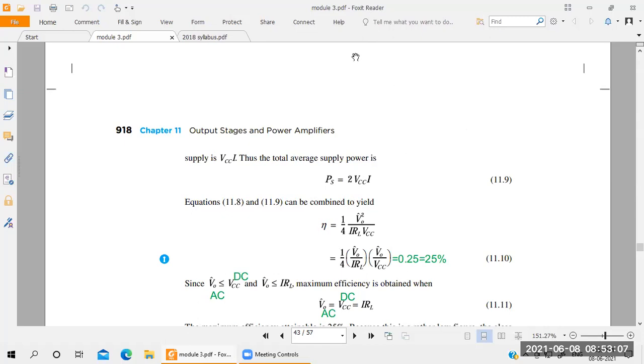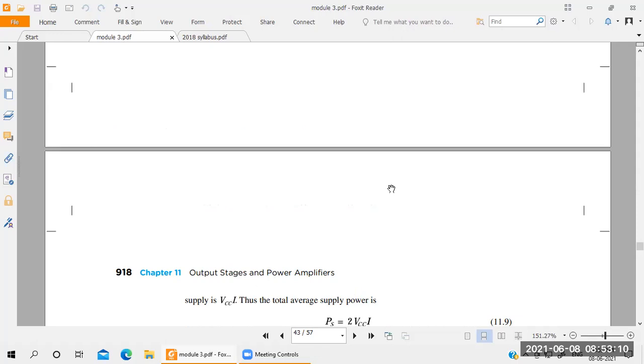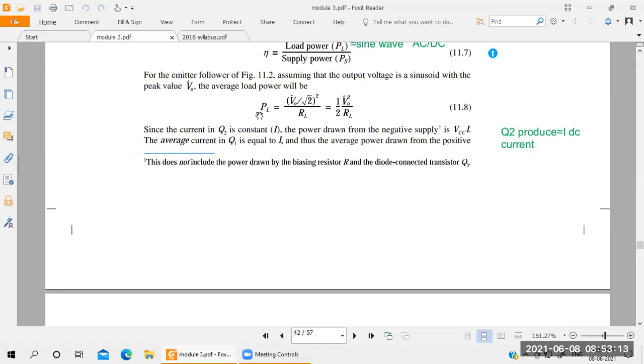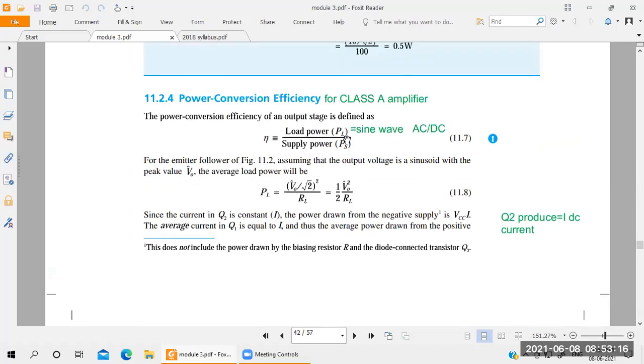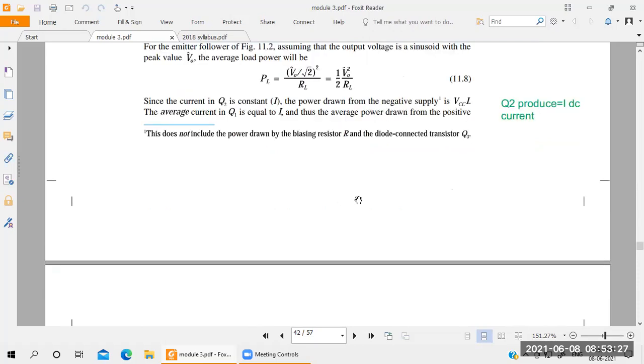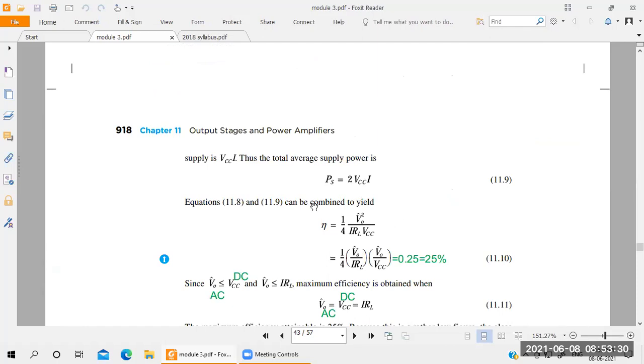So this is the input power supply equation, and the other equation is for the load power, meaning output power. So take efficiency now. What is the formula for efficiency? Load power divided by supply power, meaning output power divided by input power. So what is the output power equation? 1 by 2 into V naught square divided by RL. What is the input? 2 VCC into I. Substitute here in this efficiency equation, then simplify. What will we get? 25%. We will get 1 by 4, that is 0.25, so you get 25%.